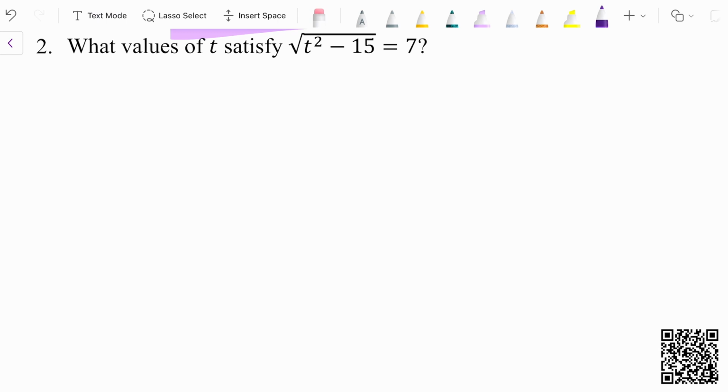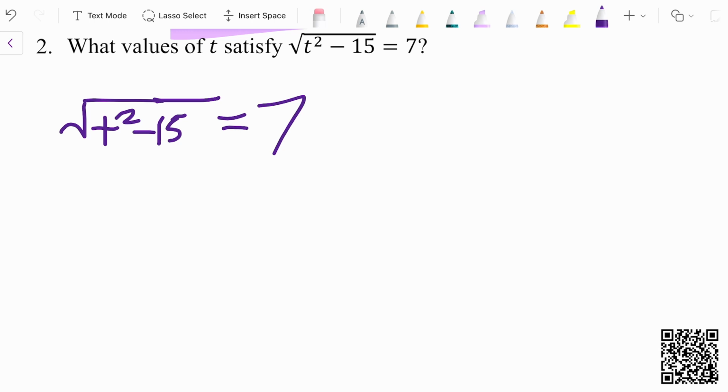Question number 2. What values of t satisfy the square root of t squared minus 15, which is equivalent to 7? So you guys see this probably as a basic algebraic equation. So if I write this out like so, equivalent to 7. But there's a little bit of a twist at the very end that you kind of have to watch out for, because it says what values with an S. Silly little S. So you kind of need to watch out for that. But what values of t satisfy this?